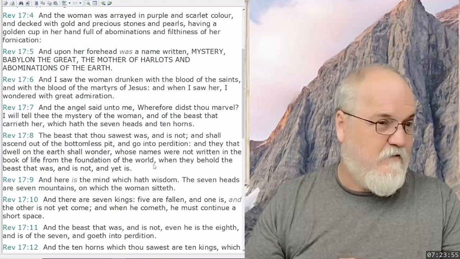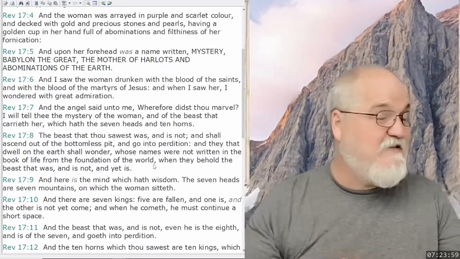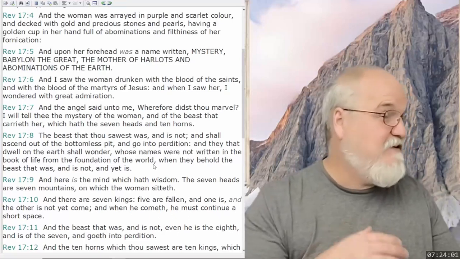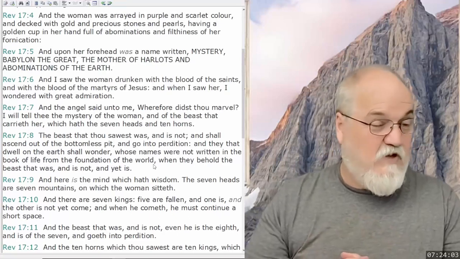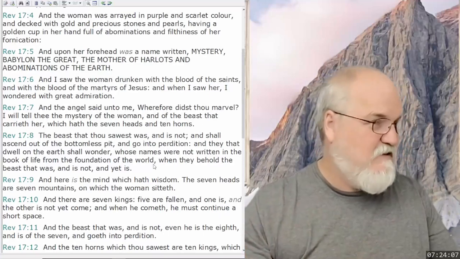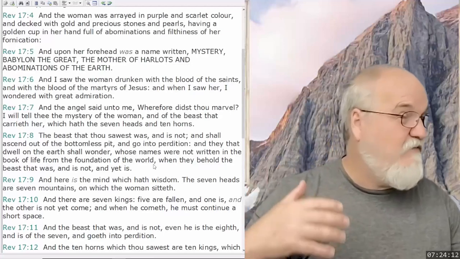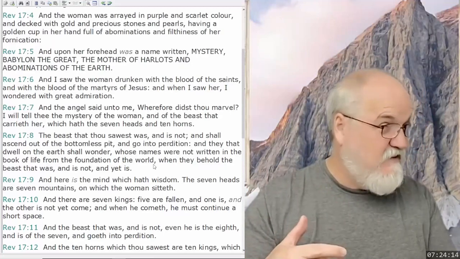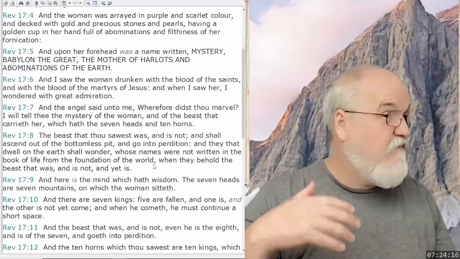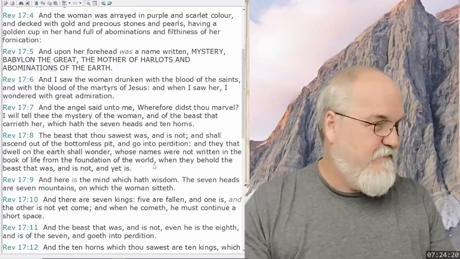Because it says in verse 11, the beast that was and is not, even he is the eighth and is of the seven. So if it's the papacy, we can say that the papacy is one of the seven heads of this scarlet colored beast. Right?